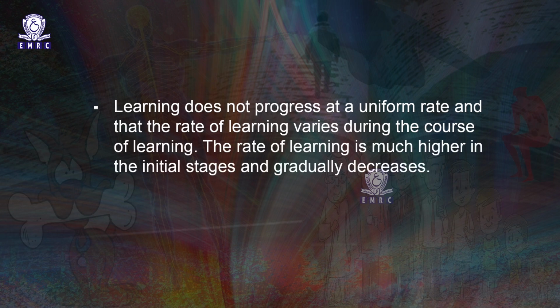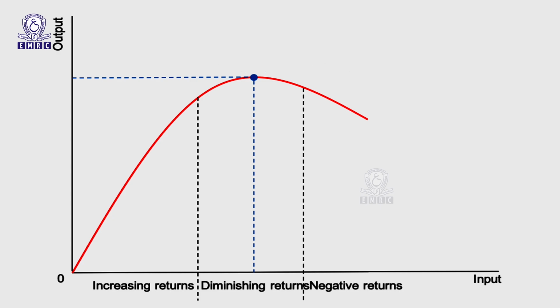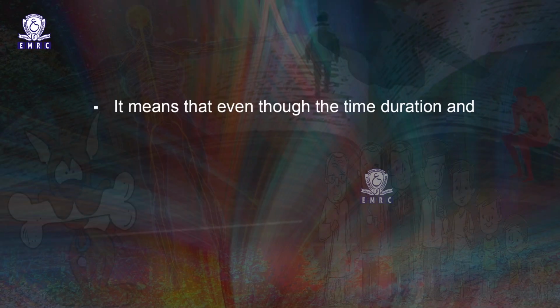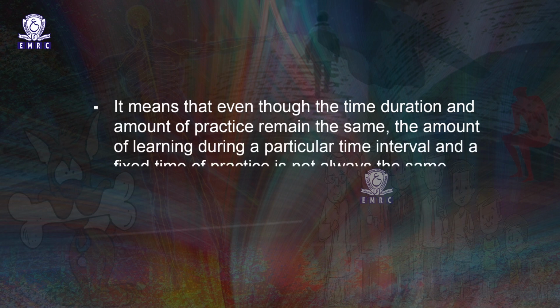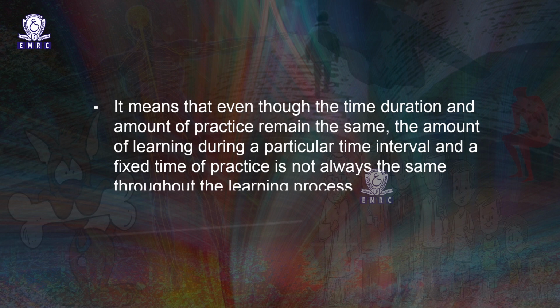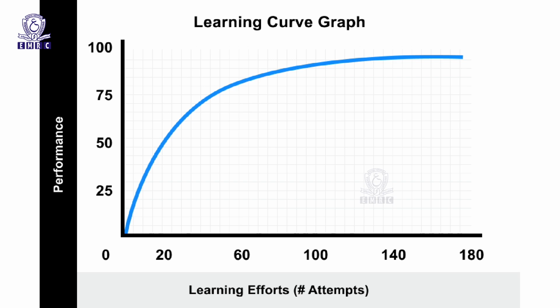The rate of learning is much higher in the initial stages and gradually decreases. This pattern of decrease in the amount learnt as the period of learning increases is known as the principle of diminishing returns. It means that even though the time duration and amount of practice remain the same, the amount of learning during a particular time interval and a fixed time of practice is not always the same throughout the learning process. The amount learnt is more per time in the initial stages compared to the later stages.